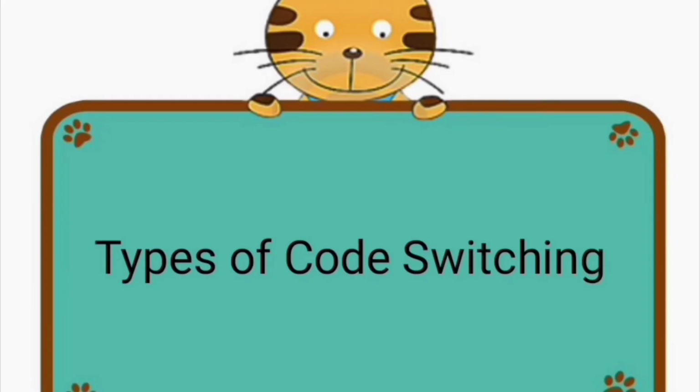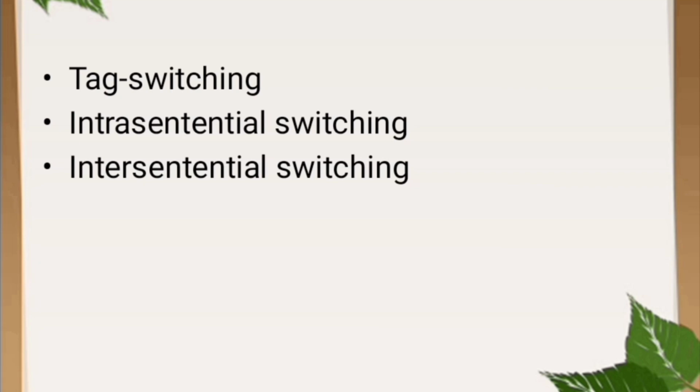And the next point is types of code switching. The first one is tag switching, in which tags and certain set phrases in one language are inserted into an utterance otherwise in another. And the second one is intrasentential switching, in which the switch occurs within a clause or sentence boundary. It can take forms such as code changing, code mixing, insertion, and congruent lexicalization.